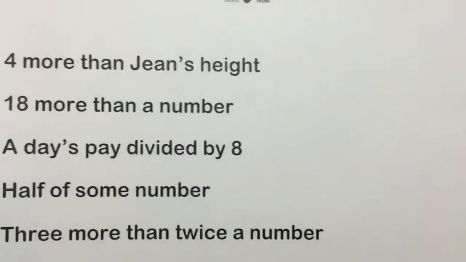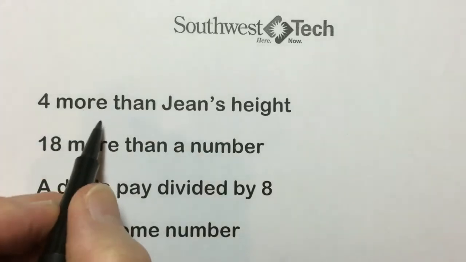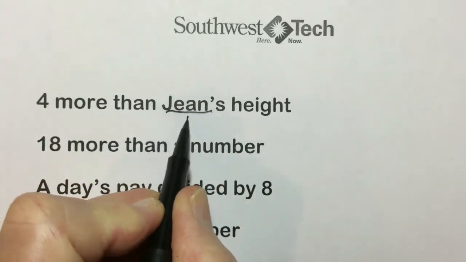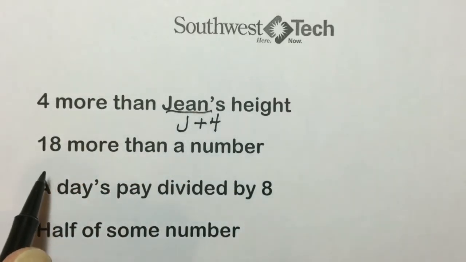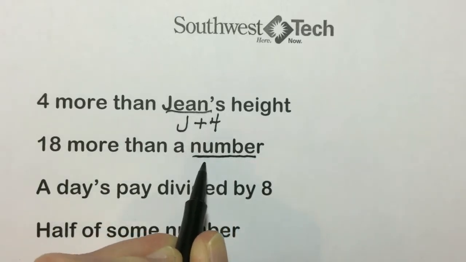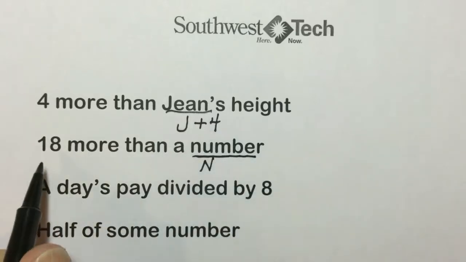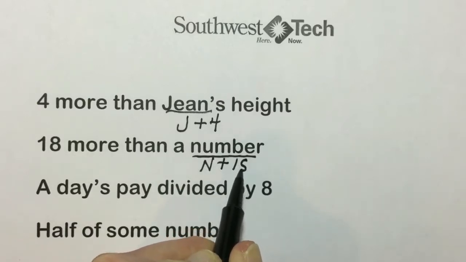So let's take a look at some examples of algebraic expressions and translate them into an algebraic representation. This first one here says 4 more than Jean's height. So we can pick a variable to represent the unknown, Jean's height, and it says 4 more than that, which implies an addition of 4. The next one is 18 more than a number. We don't know what the number is. We are going to pick a variable to represent that, and it's telling us 18 more than that, which implies an addition just like the one above.